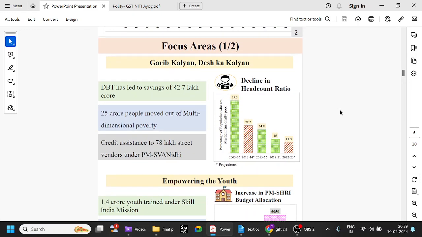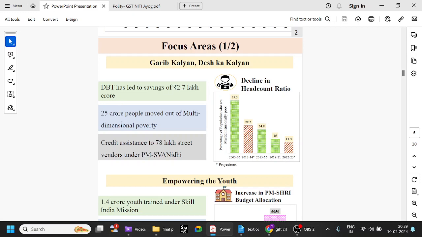So we are talking about Garib Kalyan, Desh Ka Kalyan, so poverty elimination. The direct benefit transfer has led to savings of 2.7 lakh crore. Especially when you are preparing for Group 2, because there is a chance of more one-liner questions, you have to remember all these things. This itself is a very concise thing. So, whatever is given in this, try to remember.